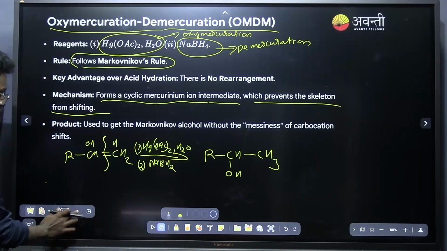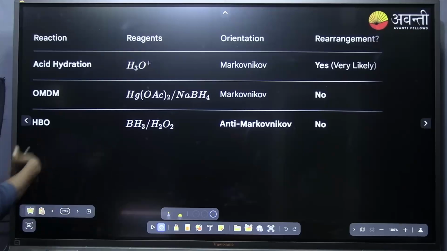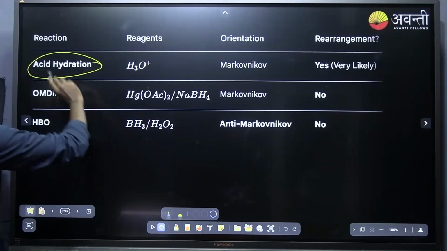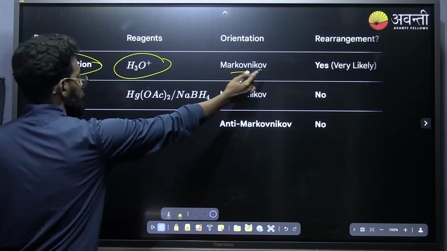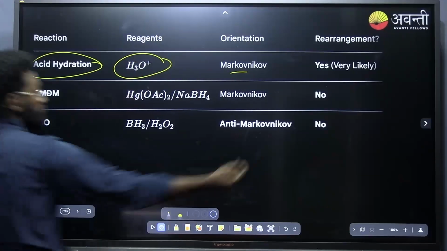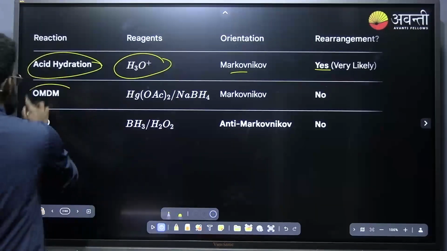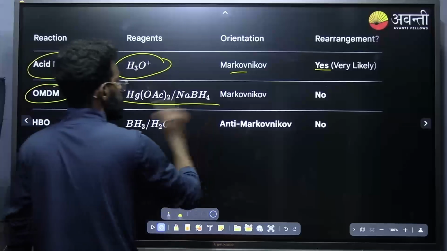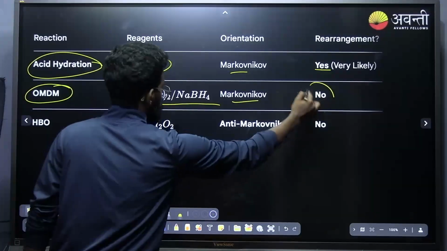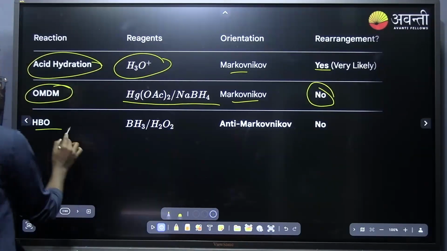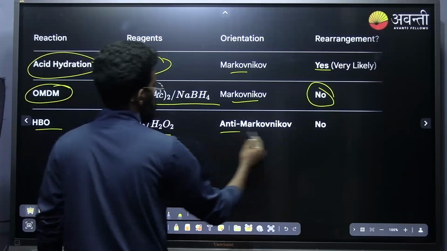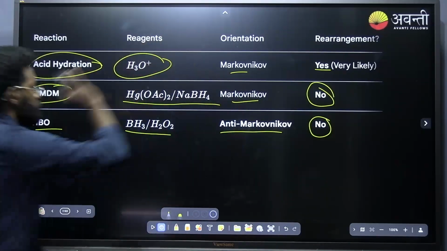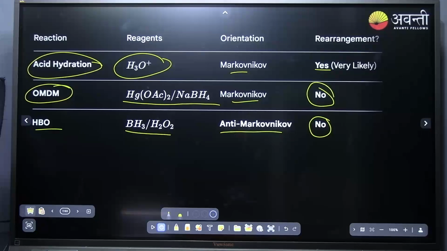Okay. Now this is just a summary of what we discussed. Acid hydration, reagent is H3O+, Markovnikov addition. Rearrangement is there. Then oxymercuration demercuration, Hg(OAc)2, NaBH4, Markovnikov addition, no rearrangement. Hydroboration oxidation, BH3 and H2O2, anti-Markovnikov, there is no rearrangement. Very easy. Usually you can score from this part. Okay. Moving to the next one.